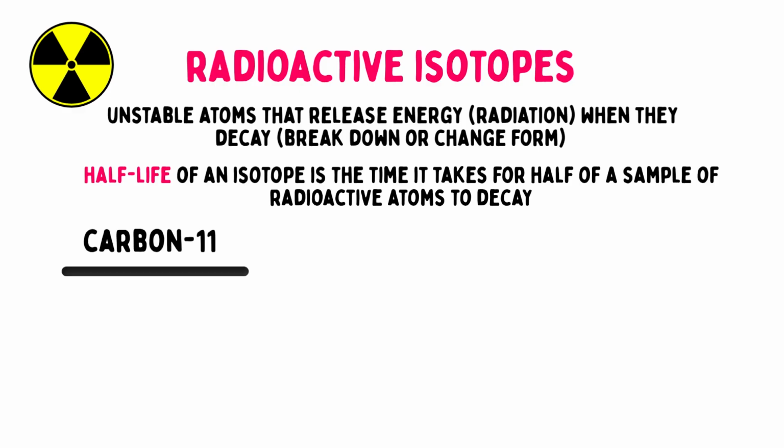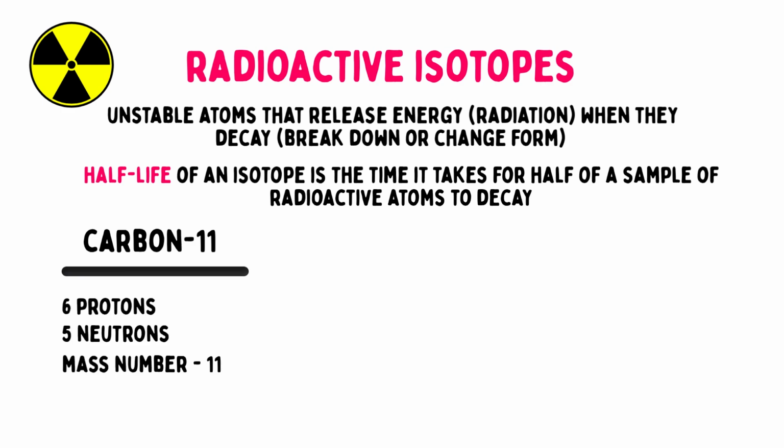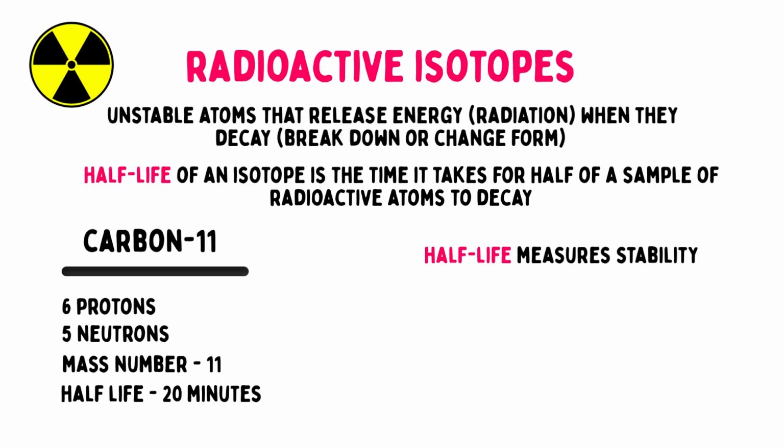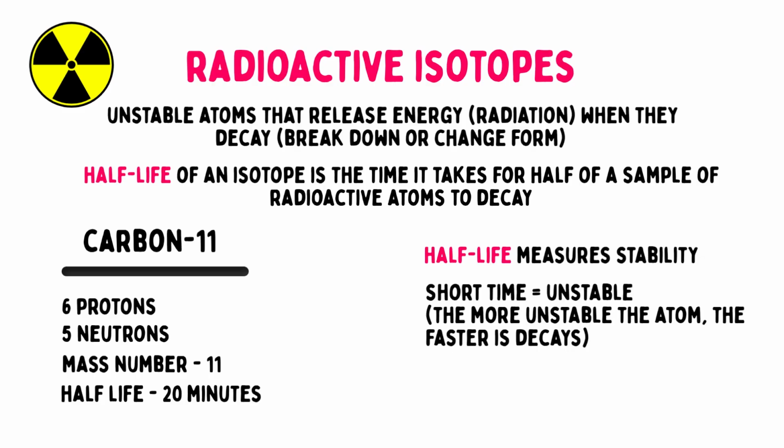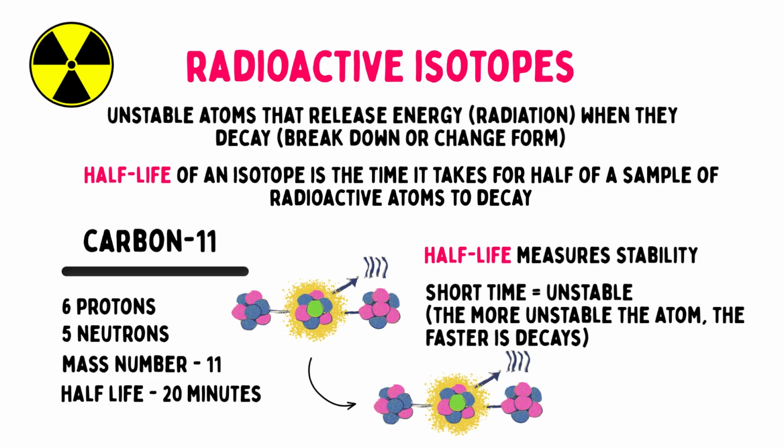For example, carbon-11 is a radioactive isotope of carbon. It has 6 protons and 5 neutrons, giving it a mass number of 11. Carbon-11 has a very short half-life of about 20 minutes. Half-life is basically a measure of how stable or unstable an isotope is. A short time is very unstable, so it is quickly changing to become more stable. That means after 20 minutes, half of the carbon-11 atoms in a sample will have decayed. After another 20 minutes, half of what's left will decay again, and so on.